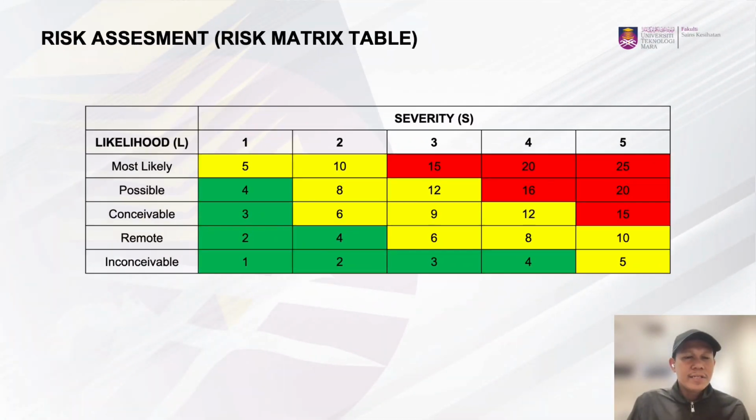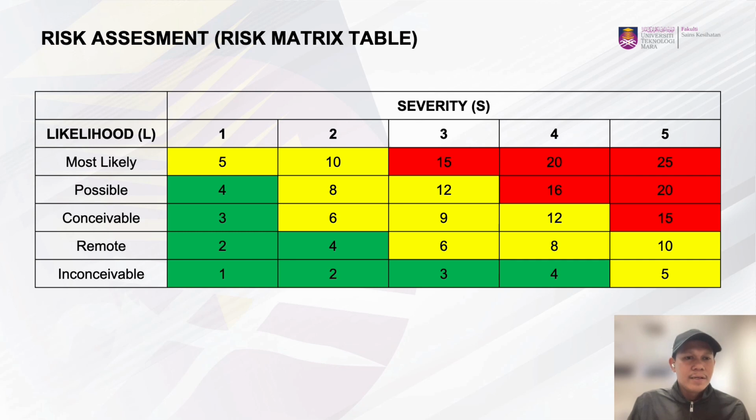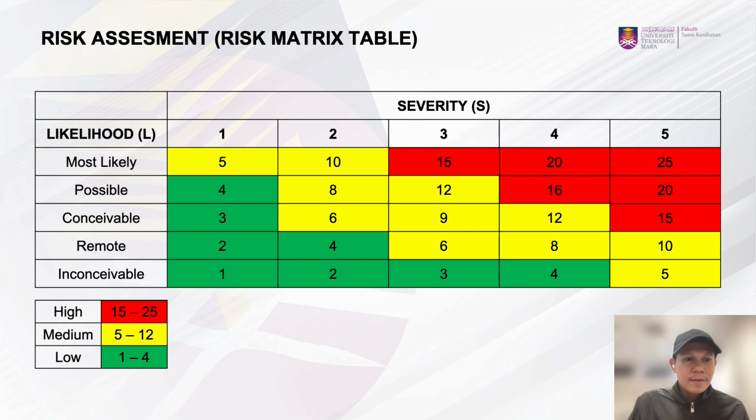Next is the risk assessment matrix table. It is divided into 5 also, 1 until 5, and the scores are more likely, possible, conceivable, and remote, inconceivable, and high until low.